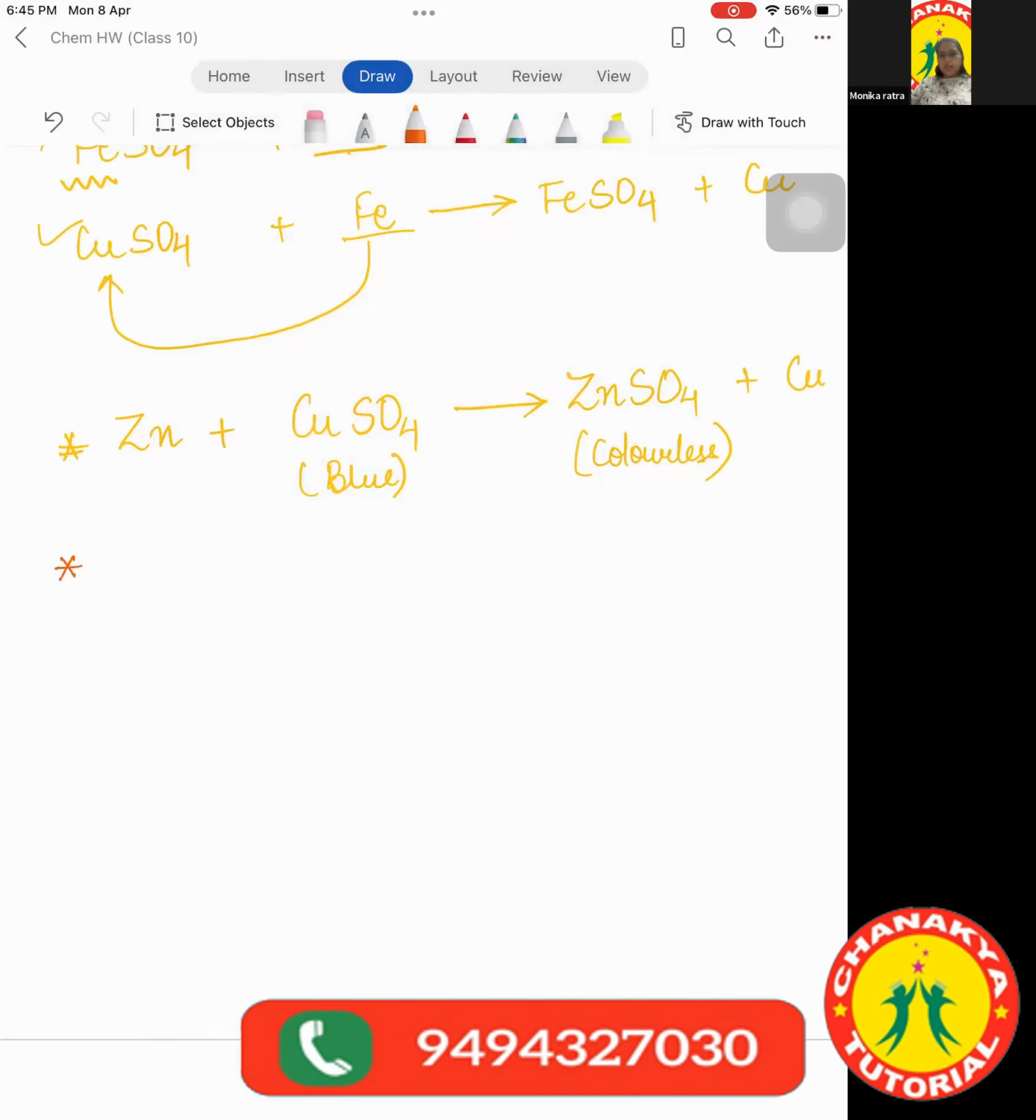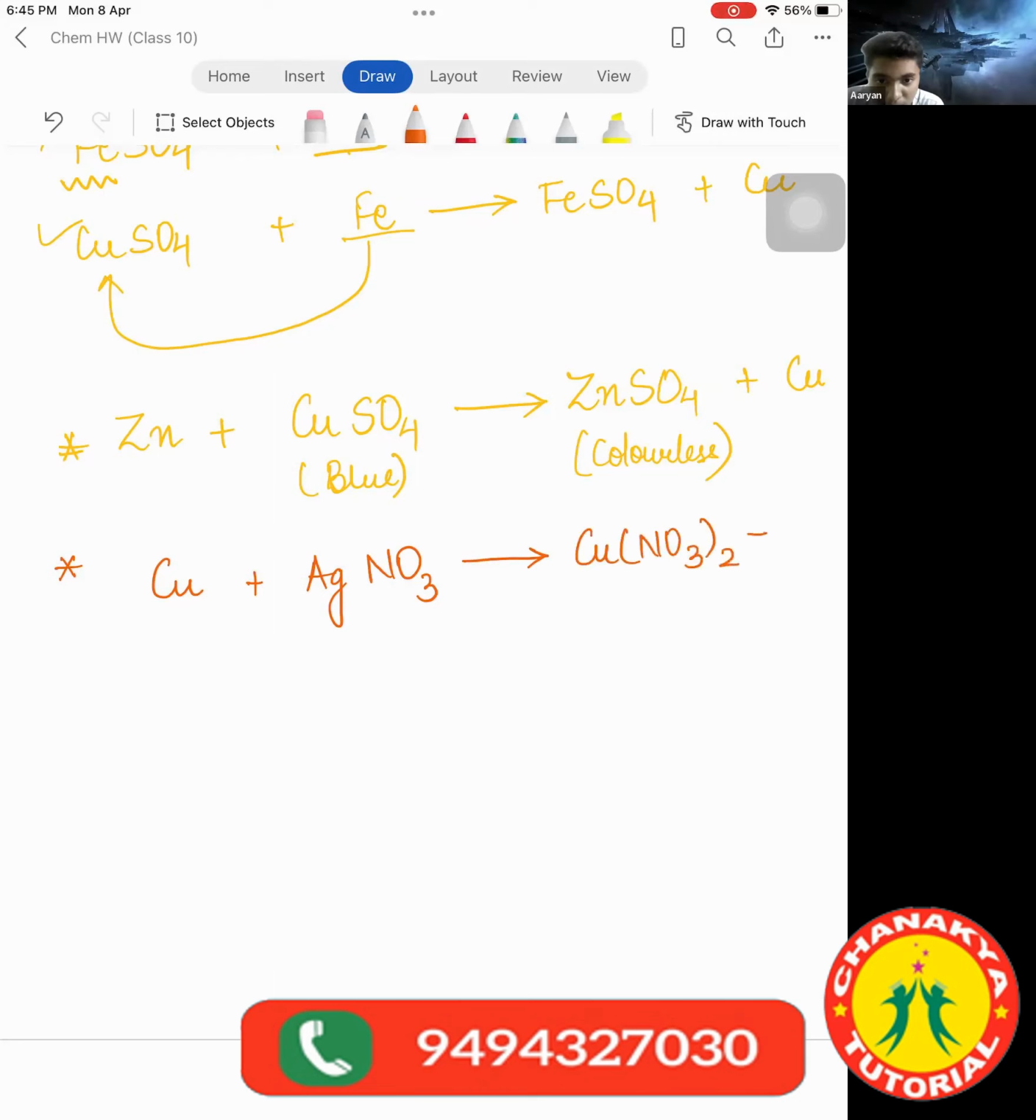Next answer will be given to me by Aryan. Aryan, will this reaction take place or not? Yes, ma'am. So what will be the product formed? Ag plus Cu(NO3)2. Yes, this is why I have given this equation also. Beta, you have to write the formulas as per the valency, not by looking at the reactants, because in the reactant, both of them are having valency 1, so the formula is AgNO3. Whereas when the product is formed, copper has valency 2 and nitrate has valency 1.